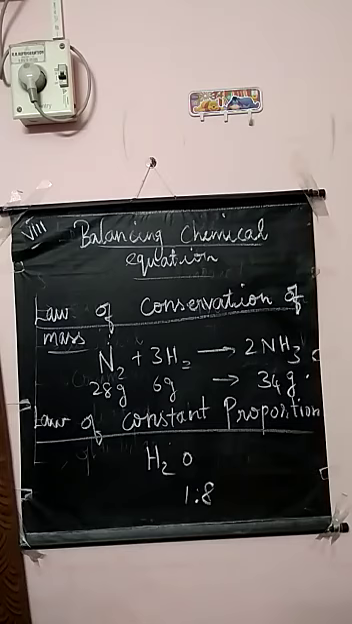Now you have to start to balance. You have to count the number of elements present on both the reactant side and the product side. Then you may have a doubt: which element do we have to balance first, hydrogen or oxygen? There are two elements present, so on both sides you have to count the numbers, and then the question arises of which to balance first.